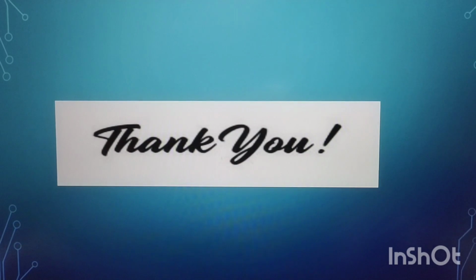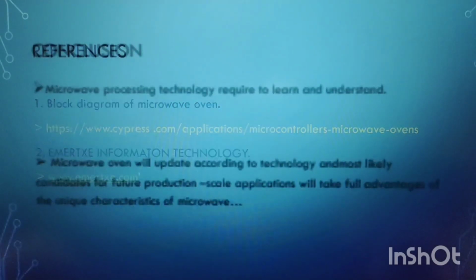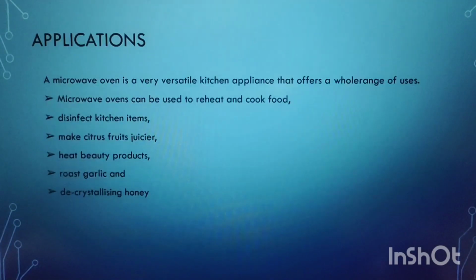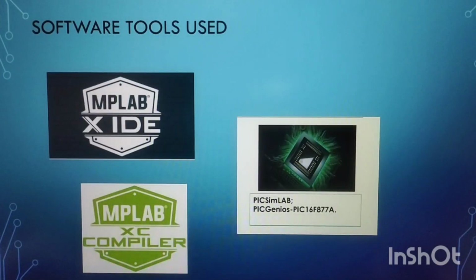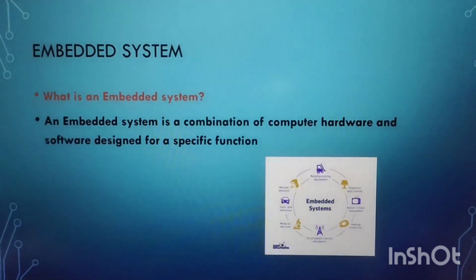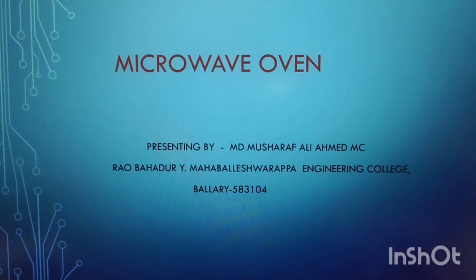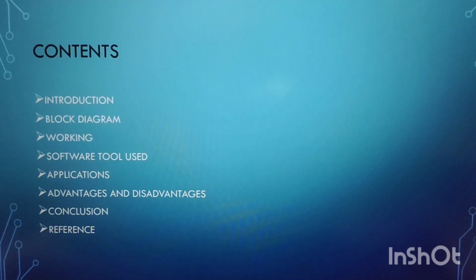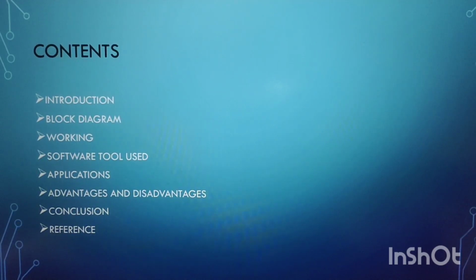Now we need to go to the output of our project, how we have taken the project. Here we have covered the contents: introduction, block diagram, working, software tools, applications used, advantages and disadvantages, conclusions and references.